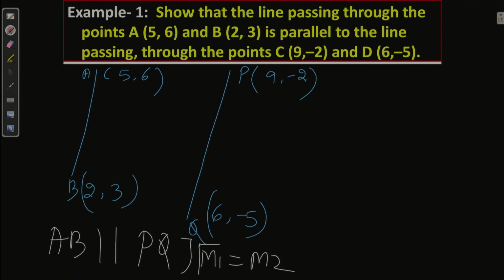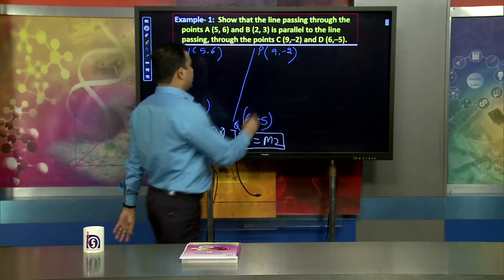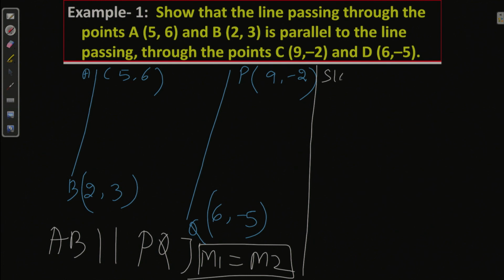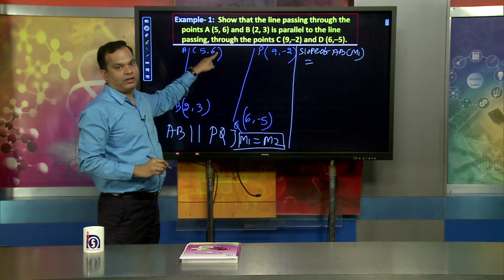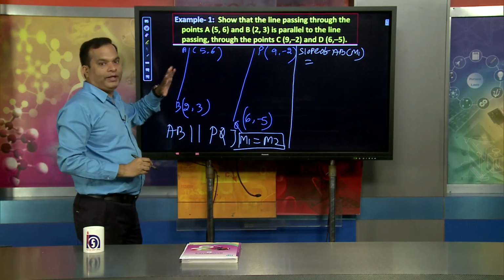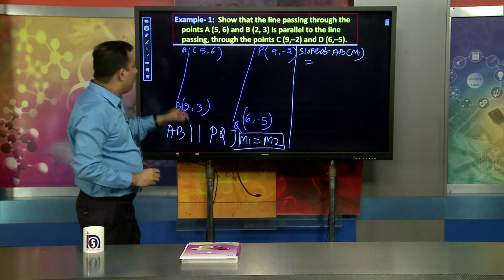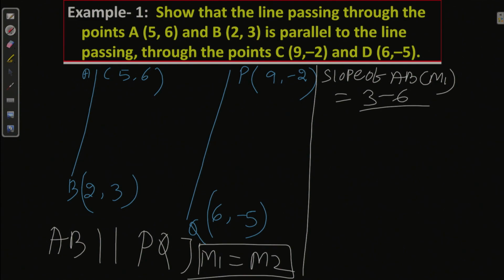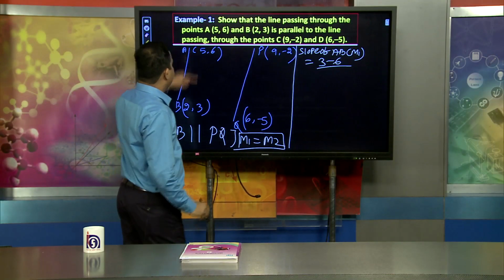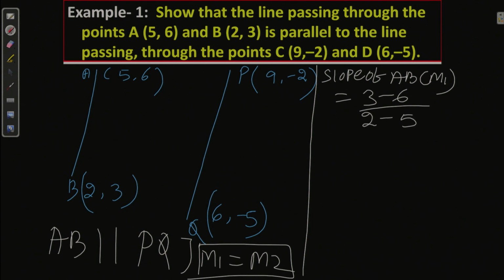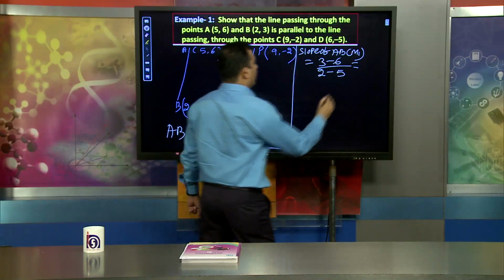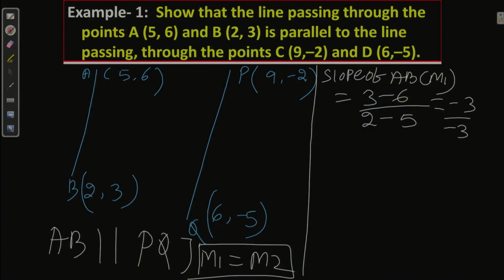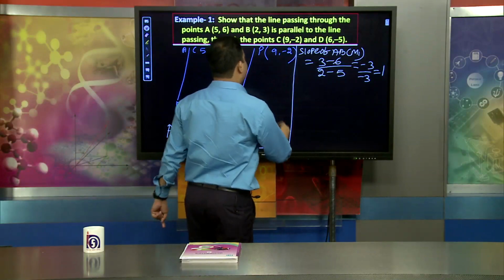That means we first have to find the slope of AB, which is m1, equal to y2 minus y1 divided by x2 minus x1, as we have discussed. Here y2 is 3, so 3 minus 6, divided by x2 minus x1, which is 2 minus 5. That gives 3 minus 6, which equals minus 3, divided by minus 3, and you will get 1.